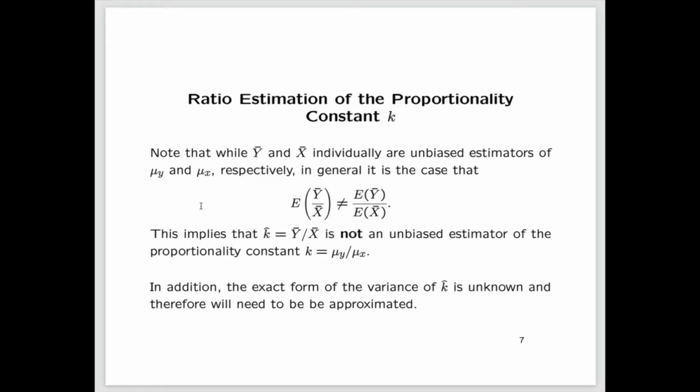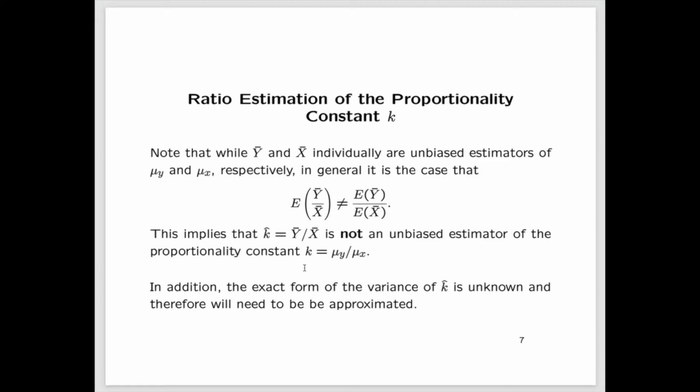So note that while y bar and x bar individually are unbiased estimators of mu sub y and mu sub x respectively, in general, it is the case that the expected value of the ratio of those sample means is not equal to the ratio of the expected values of the sample means. And so the implication of this is that k hat is not an unbiased estimator of the proportionality constant k. All right, so this is a situation where we will really have to make use of an estimator that is somewhat biased.